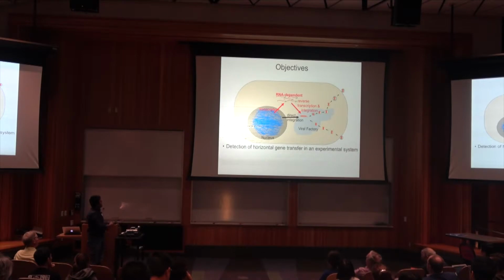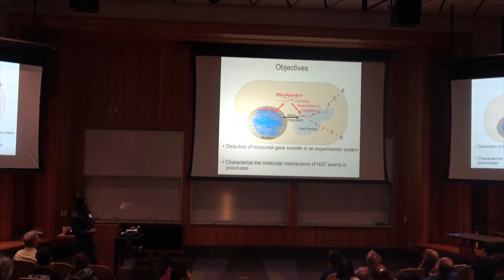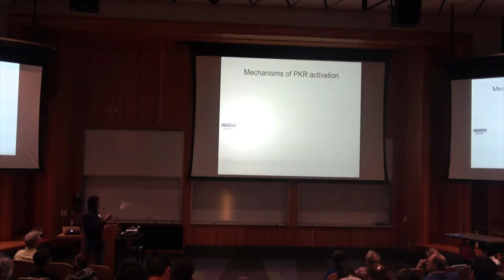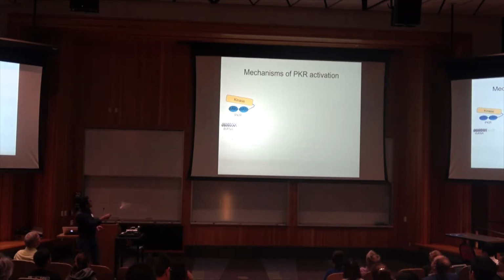The objectives of this study include detection of horizontal gene transfer in an experimental system and to characterize the molecular mechanism of horizontal gene transfer. To efficiently detect the horizontal gene transfer event, we have designed an experimental system by harnessing the host antiviral protein PKR pathway, where PKR can sense the double-stranded RNA produced during virus infection.